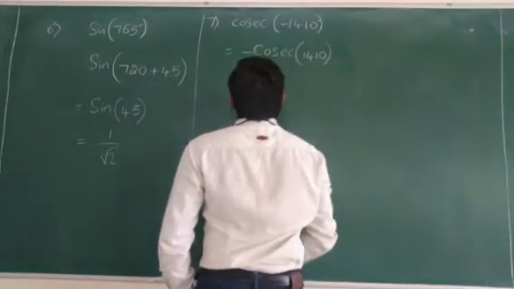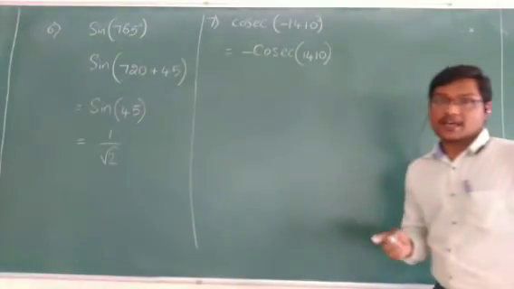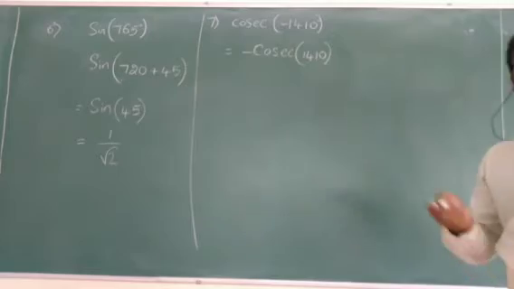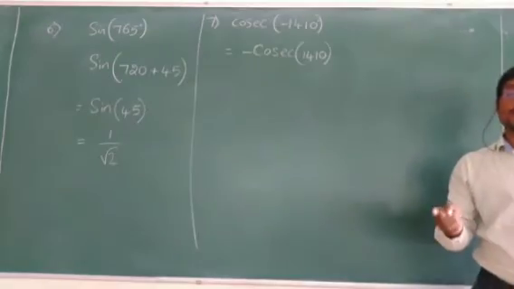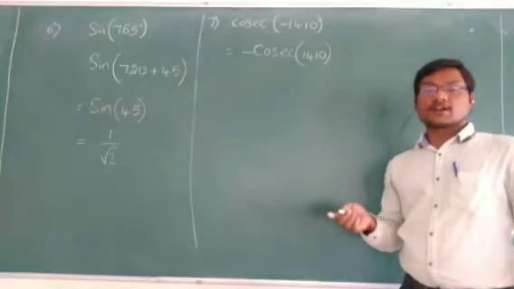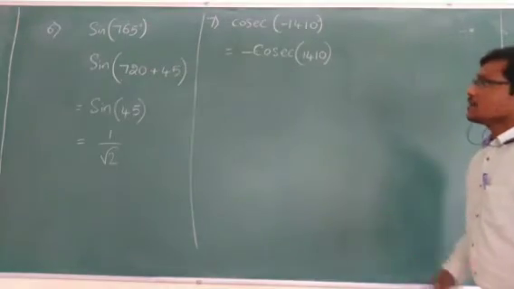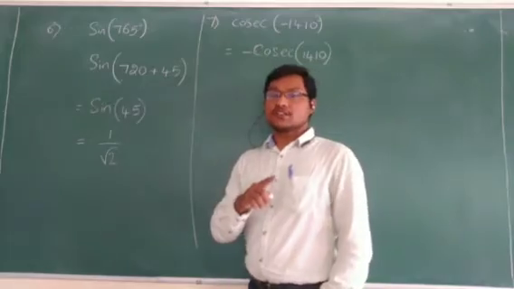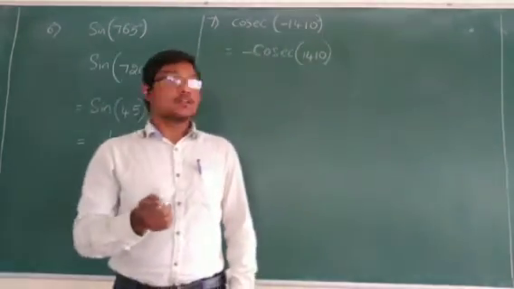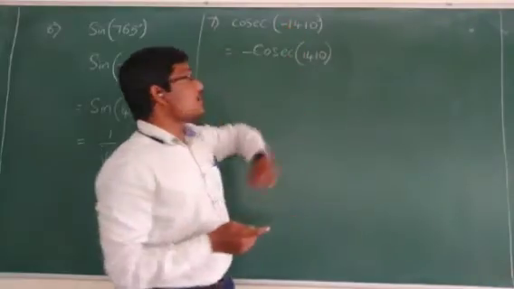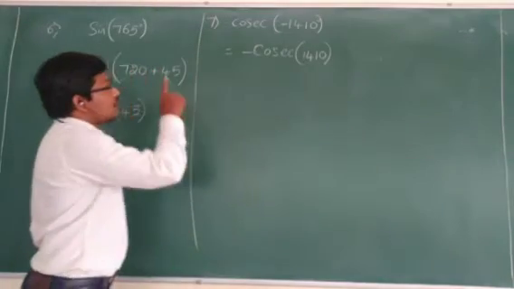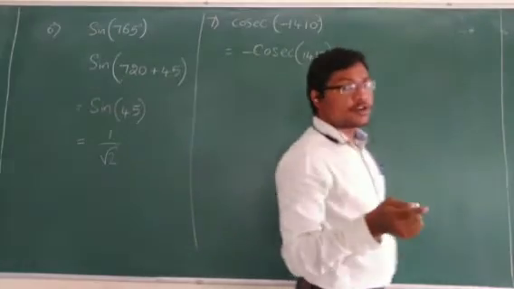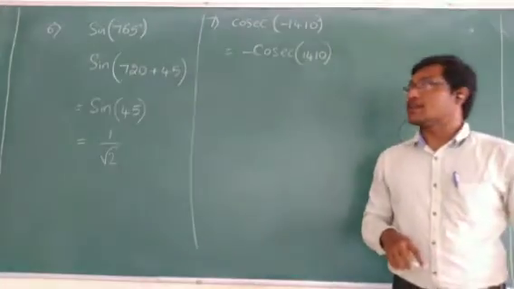As we have seen, sine of minus x is minus sine x. So its reciprocal, cosecant of minus x, is also minus cosecant x only. Only for cos and its reciprocal, this minus will become positive. But if you take cosecant, sine, tan, cot, they will remain minus only.